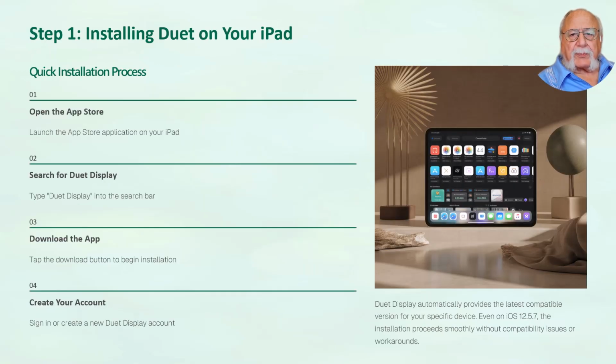The first step is on the iPad. I went to the App Store, searched for Duet Display, and installed it. Duet automatically gives you the latest compatible version for your device, so even in iOS 12.5.7, it installs without any issue.